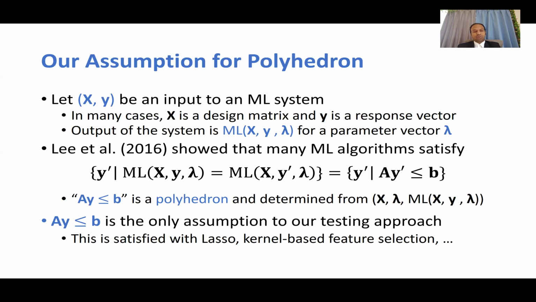So A Y less than or equal to B is actually a polyhedron, and that can be determined from X, Y, ML(X, Y, lambda). In this research, we applied only this assumption, that is, A Y less than or equal to B. This condition is satisfied by Lasso and kernel-based feature selection, and a lot of ML algorithms may satisfy it in future. Still, the work is going on.